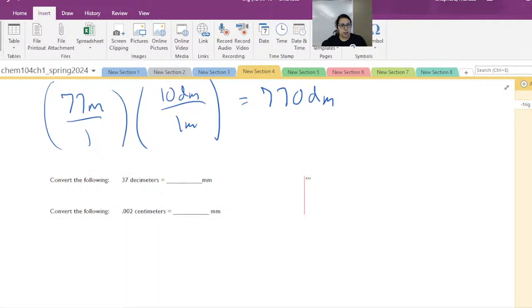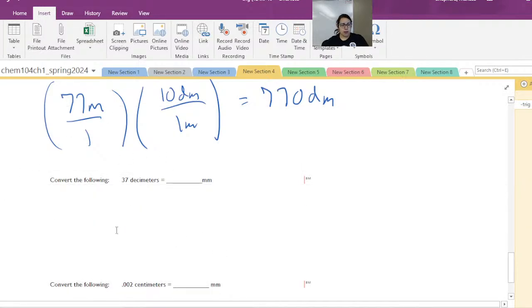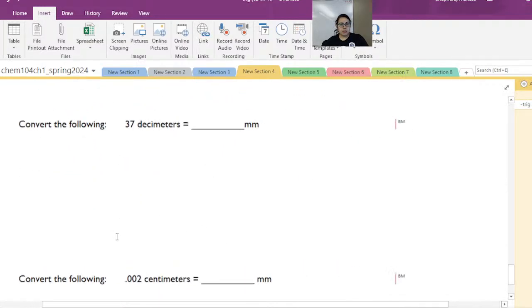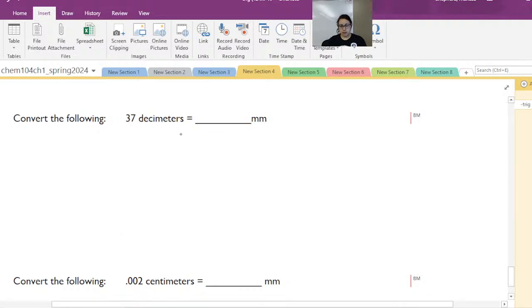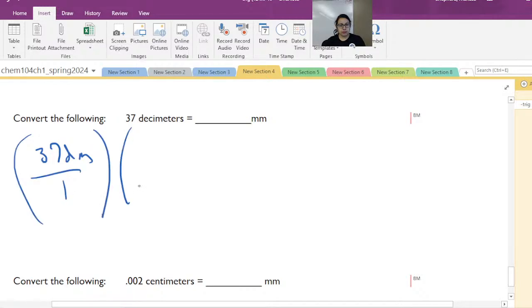And so what about the last two? So how do we go from decimeters to millimeters? So it'd be 37 decimeters multiplied by, if you did one step, would it be multiplied by 100 millimeters over 1 decimeter? Yep. Okay, and that's the 100 factor.